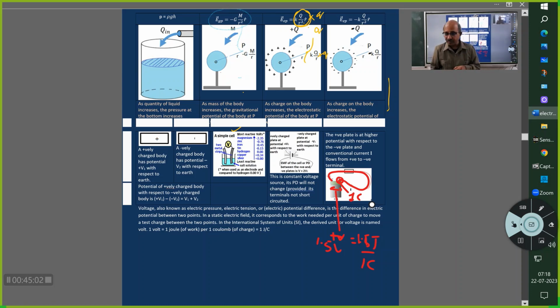How much energy does it expend? Now, if the battery potential difference is 1.5 volts, then it will expend 1.5 joules for every coulomb that it sends. Correct? Anybody having any doubt here?